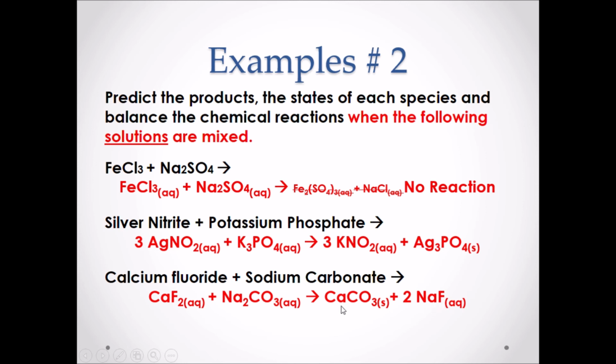If we check the solubility guidelines, CaCO3 is a solid in water. It will form a precipitate. And then finally, NaF will be soluble in water. Its physical state will be aqueous. That represents that this chemical reaction will occur because we are forming a precipitate. Finally, we just have to balance the chemical equation.